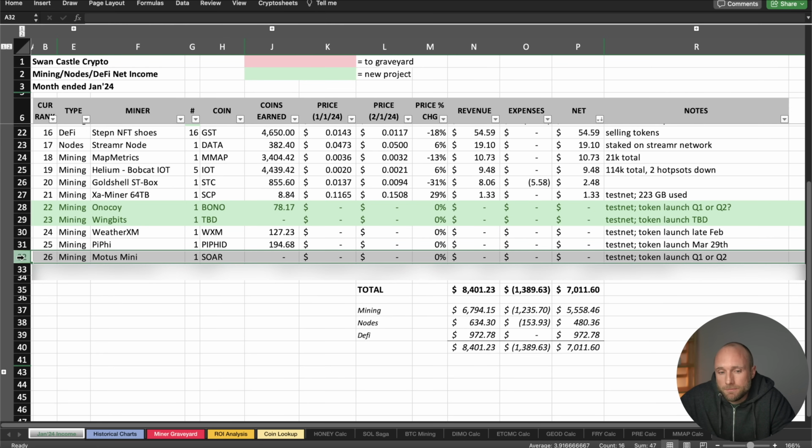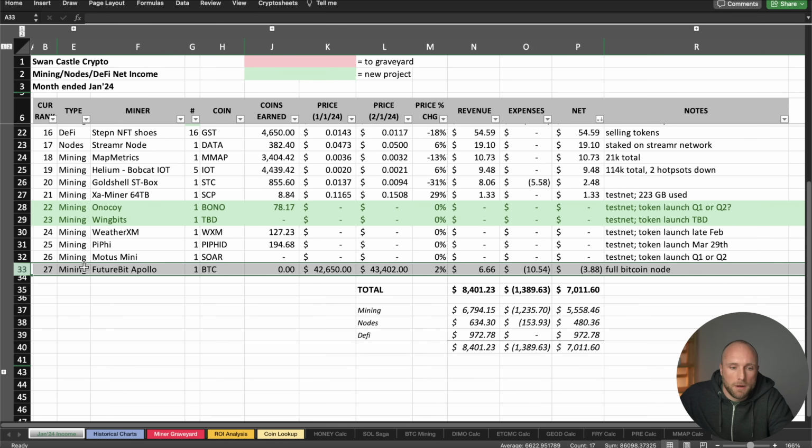26, Modus Mini, once again, testnet. They're planning on a token launch in Q1 or Q2 of this year. I know several of you have asked for a video reviewing Modus Mini and Sword Chain, so I'll probably do that. Maybe I'll do that next week for you guys. Let me know if you're interested in that, and I can put something together on Modus Mini.